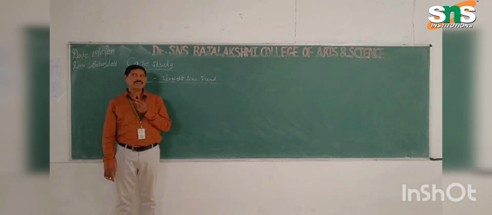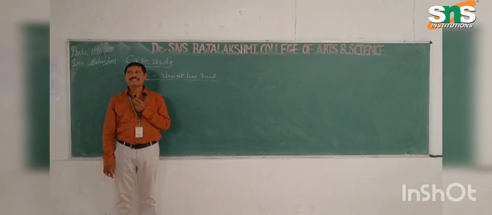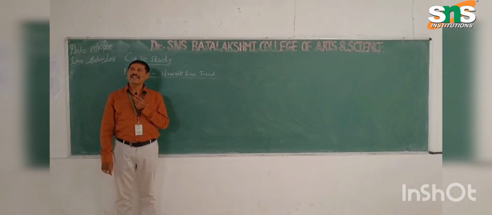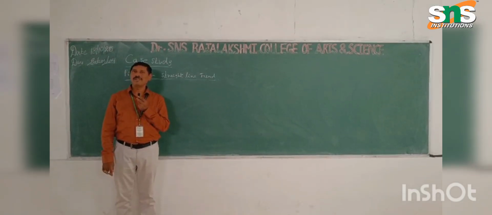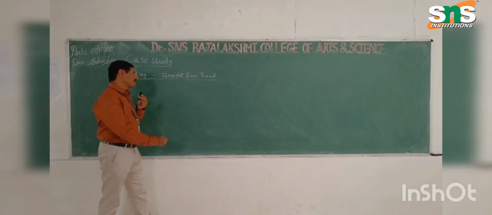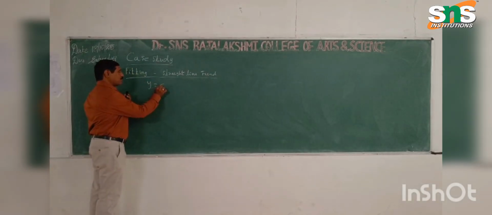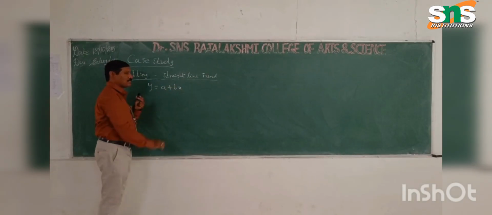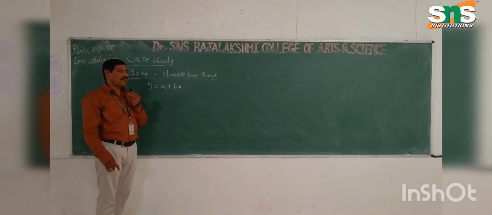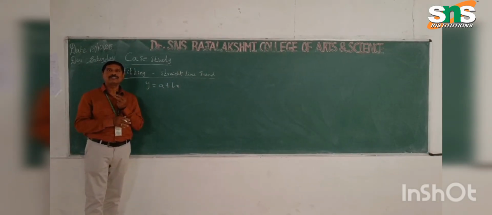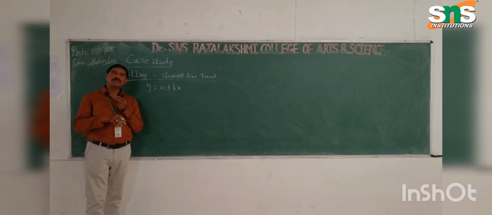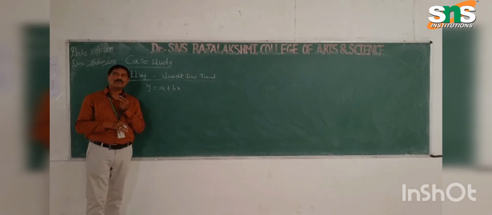So today we will discuss a case study analysis on fitting a straight line trend. Here we use the method of least squares. First, what is a straight line? y is equal to a plus bx is the equation of a straight line. Here we find the trend line of this straight line. We apply the method of least squares. So what is the method of least squares?